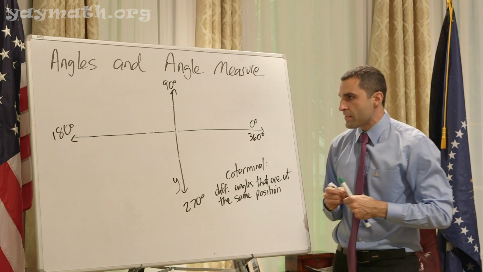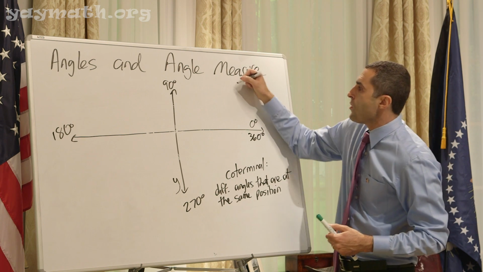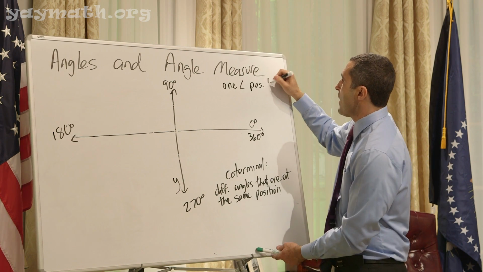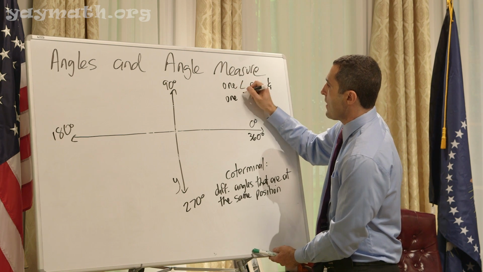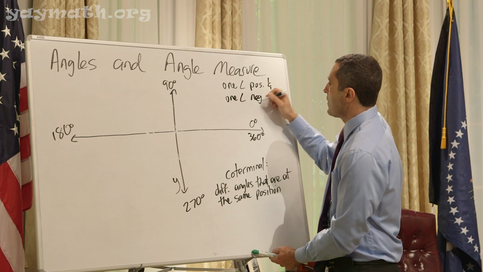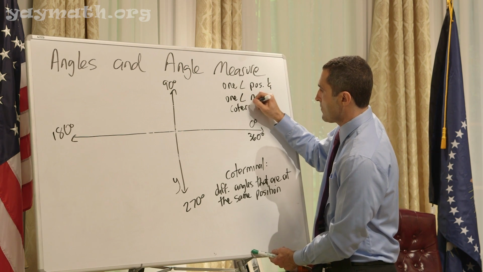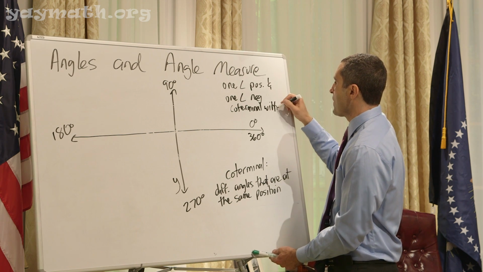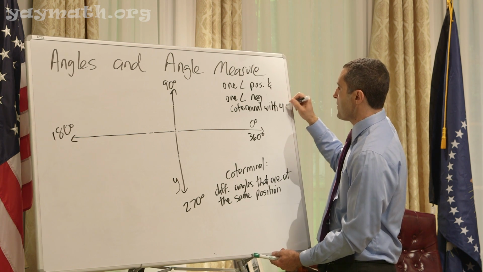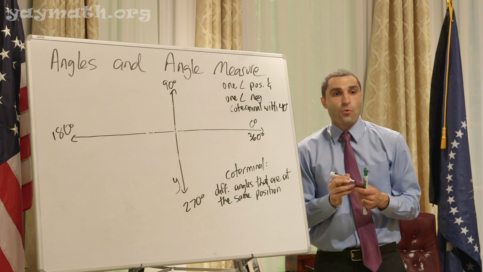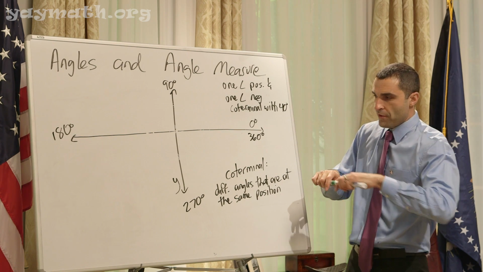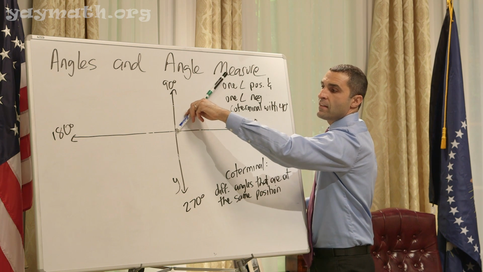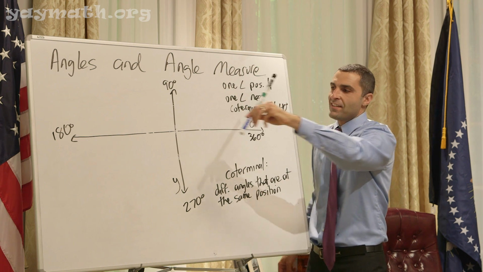So let's give you a challenge. Find one angle positive and one angle negative coterminal with, let's say, 40 degrees. Okay? 40 degrees. So do you agree 40 degrees, is it halfway to the 90? Not quite. A little less. So here we are at 40.